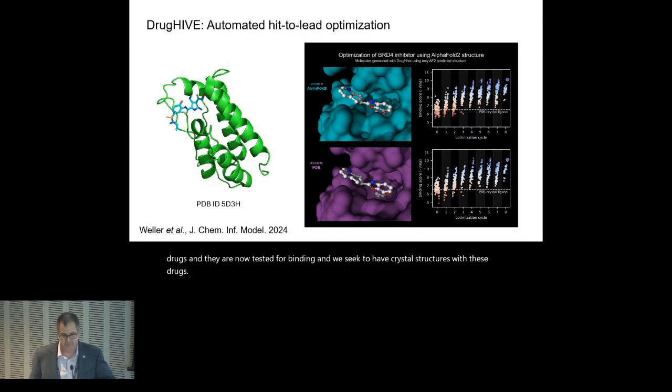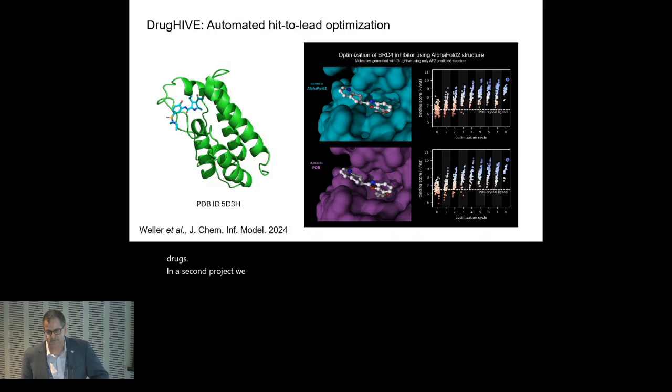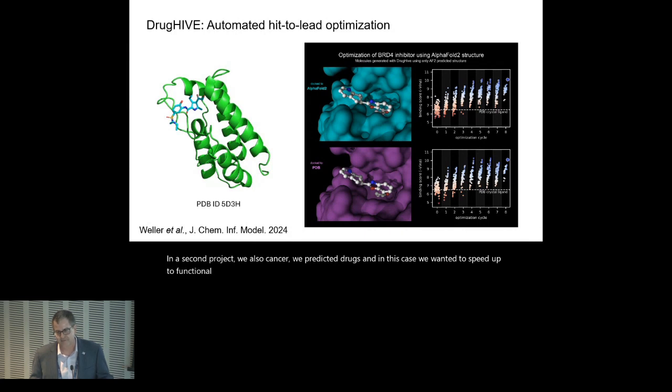In a second project, we also predicted drugs for cancer. And in this case, we wanted to speed up to functional testing. So after predicting drugs, we went back to drug libraries and ordered the drugs that are most similar to the drugs that we predicted. And those are currently in functional testing, a couple of hundred drugs.